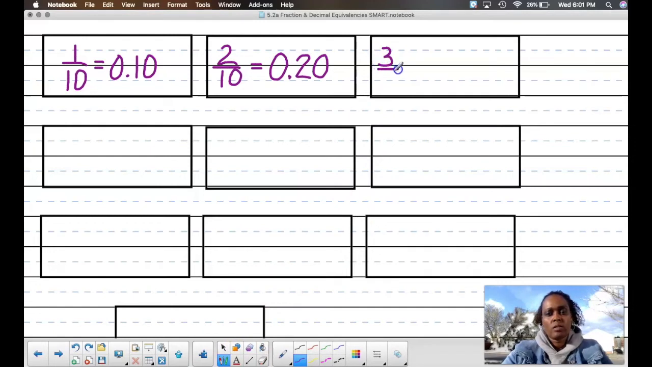Three tenths was equal to 3 dimes. And I'm just going to talk through it. Just a reminder that whenever I'm thinking about tenths, I'm going to be thinking about dimes. 4 tenths.